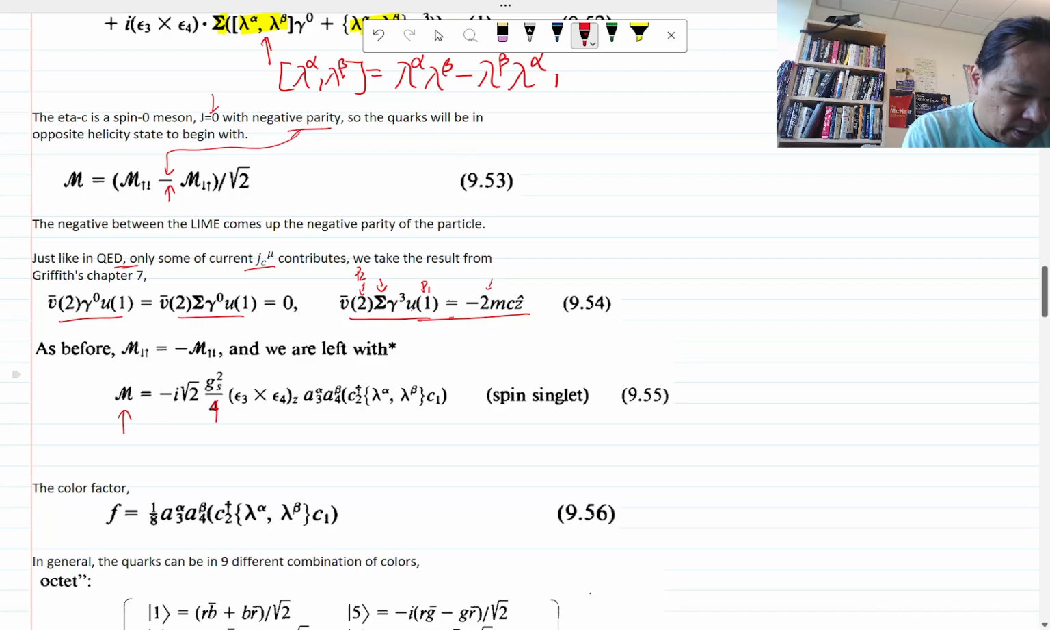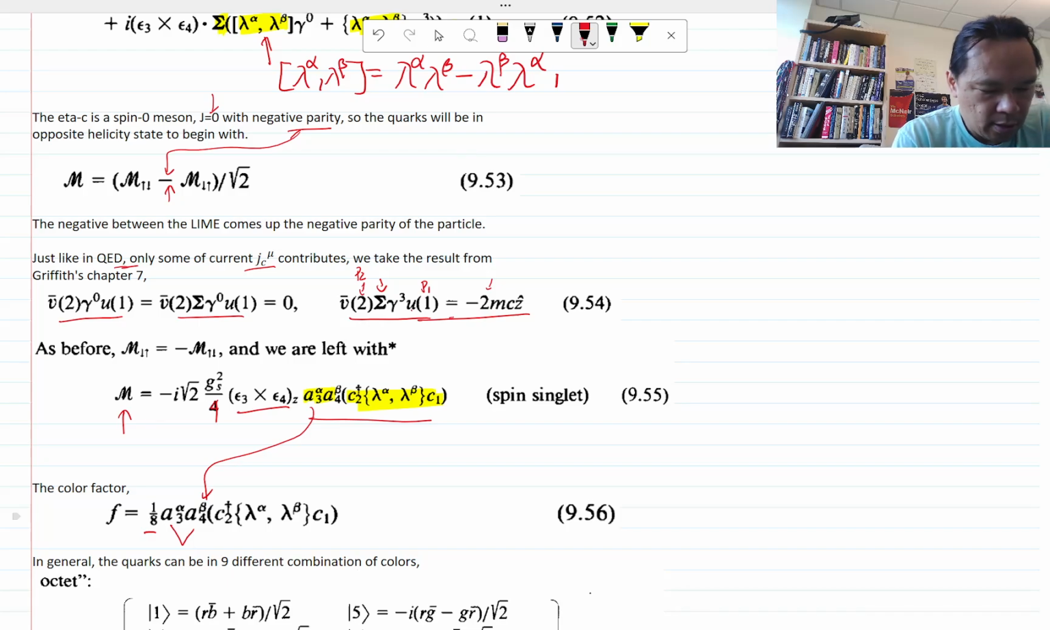You have the g_s squared, that's the coupling for the strong force. You have this cross product between the two polarizations of the outgoing gluons. You have these color factors, so this all has to do with the color part of it. In this case, the color factor is actually going to be 1/8 times this whole thing. These two a component vectors stack on top of each other, and it's going to get rotated with these lambda matrices.